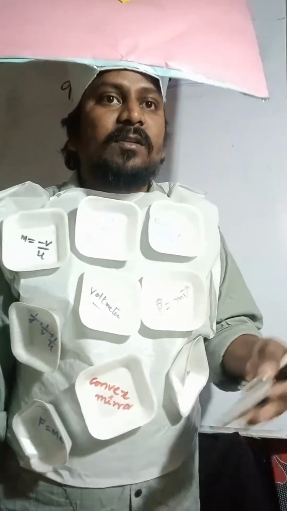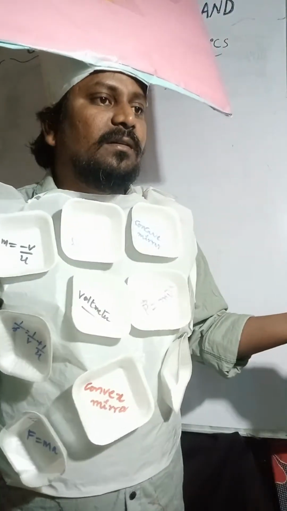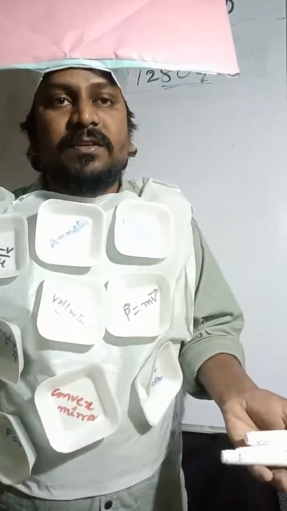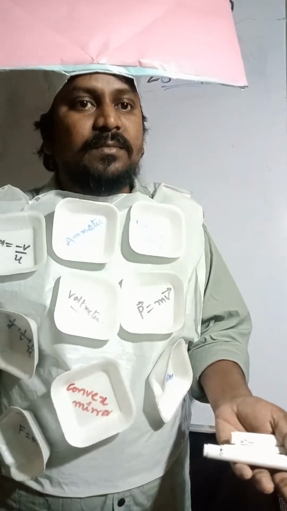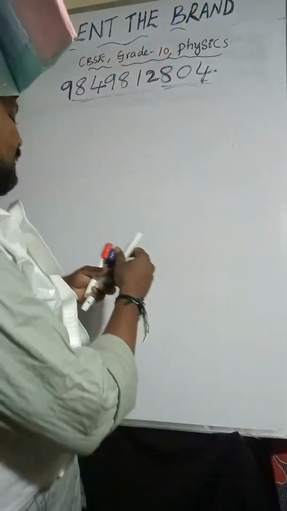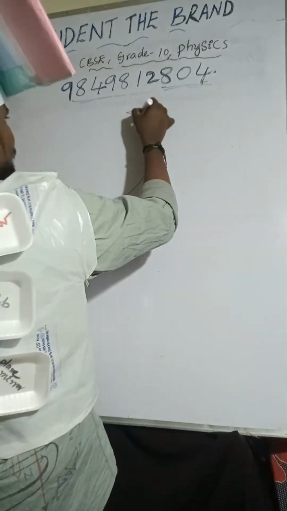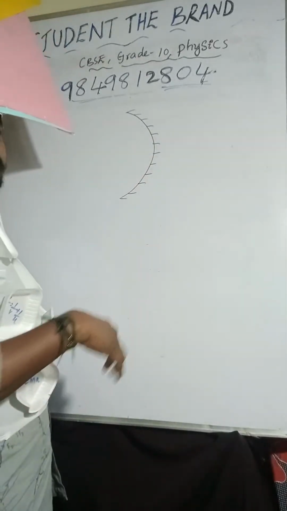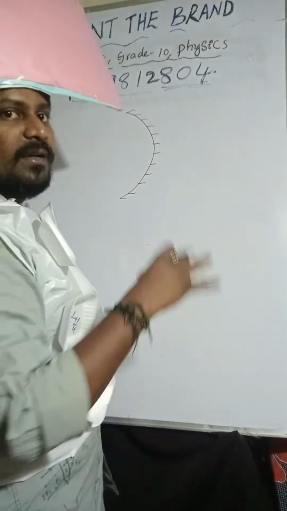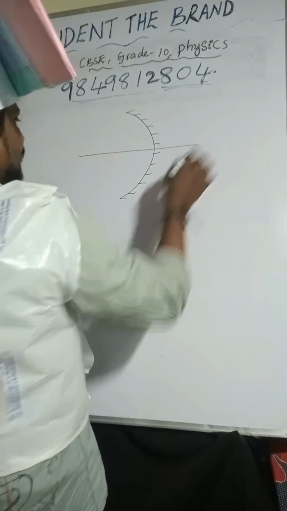Now we will discuss concave mirror and convex mirror. So there are two types of mirrors, depending on the reflection of light. If reflection takes place inward, it is called a concave mirror. If reflection takes place outward, it is called a convex mirror. Okay, so I'm taking here, you can observe, this is a concave mirror. Reflection takes place inward.